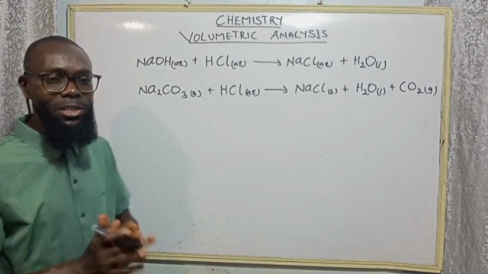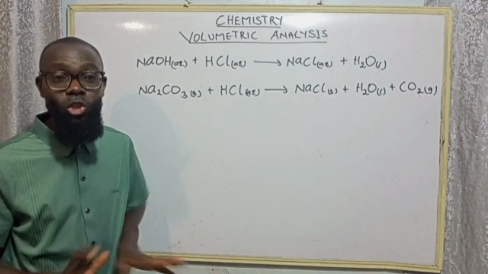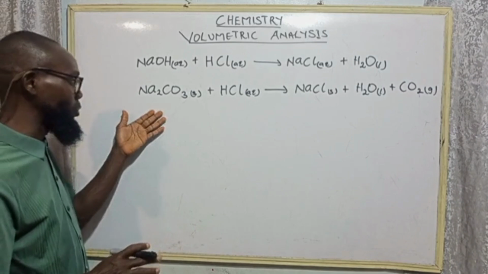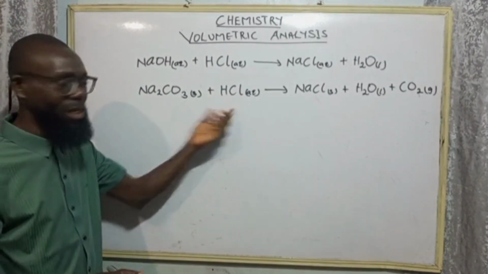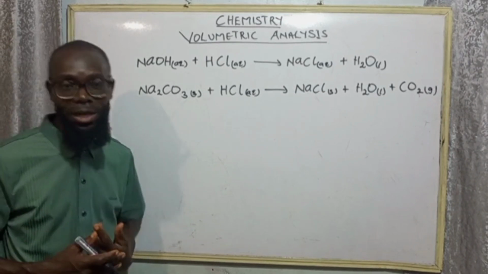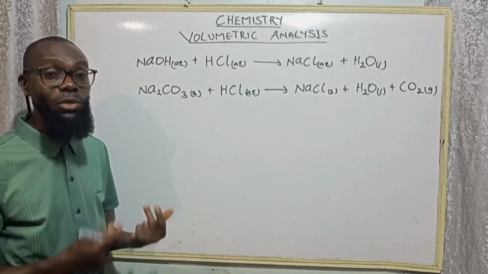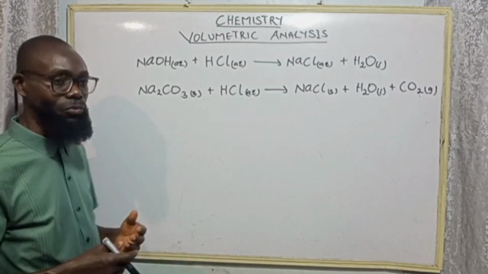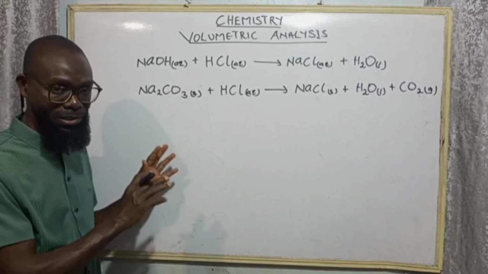Now, this does not mean that we are only dealing with liquids. It can be a solid, like in this example too. Sodium trioxocarbonate(IV) reacting with hydrochloric acid. Sodium trioxocarbonate(IV) will involve weighing using our weighing balance, while HCl will involve measuring the volume. Sodium trioxocarbonate(IV) will involve the measurement of its mass.